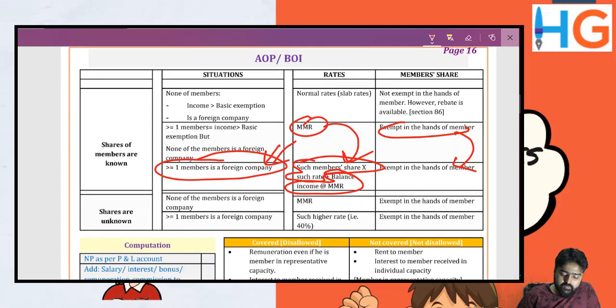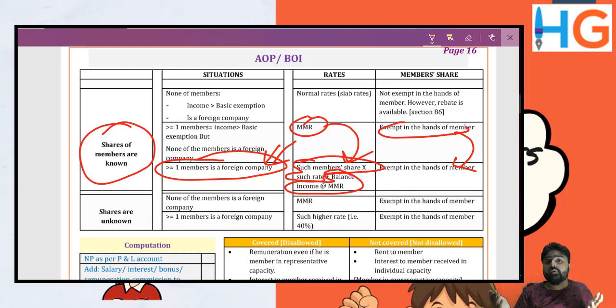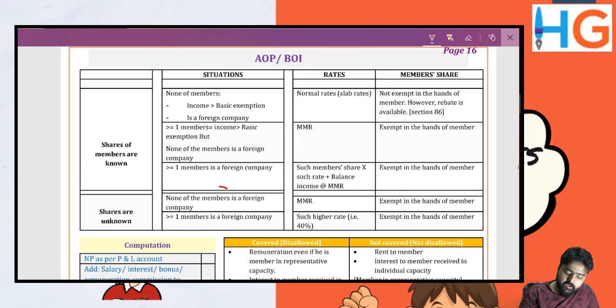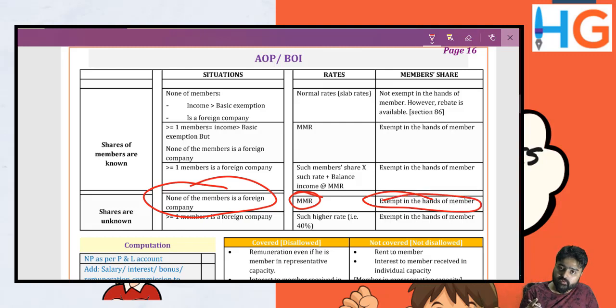Now, this is the category where the shares of members are known. Since the shares are known, it can be bifurcated, right? If the shares are unknown, an AOP or BOI is formed and the members do not know their shares, then the next provisions will apply. If none of the members is a foreign company, the maximum marginal rate applies, and it is exempt in the hands of the member.